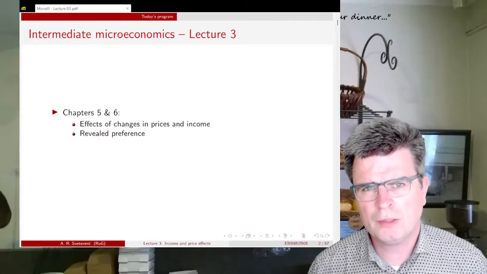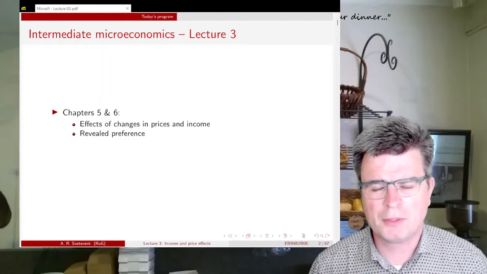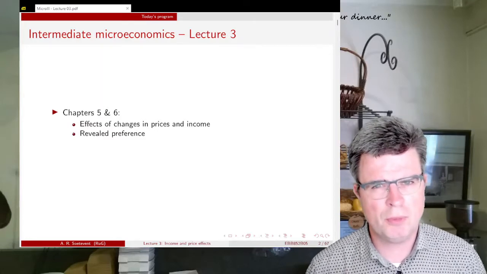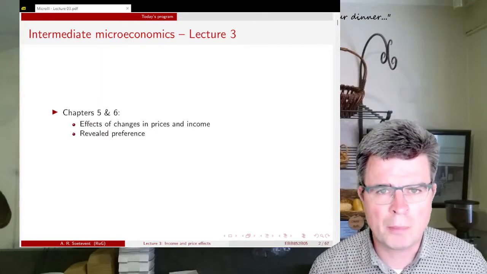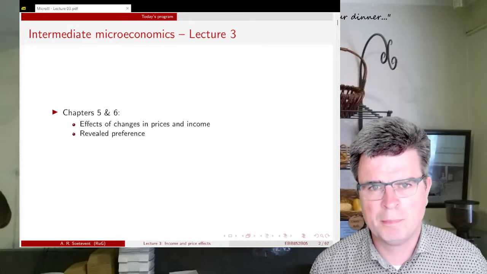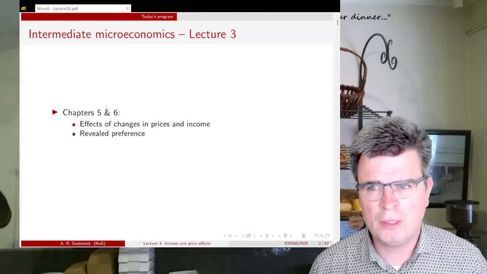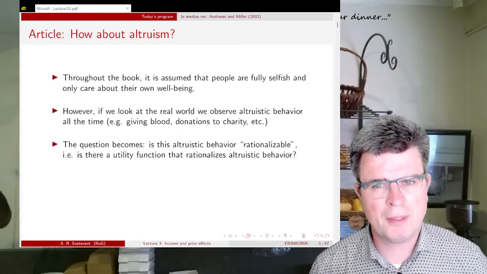Welcome to a new class of intermediate microeconomics. Today we're going to deal with two chapters, chapters 5 and 6 of the book, and we are going to talk about income and price effects. But before we go into a lot of technical detail, let's start with an appetizer.